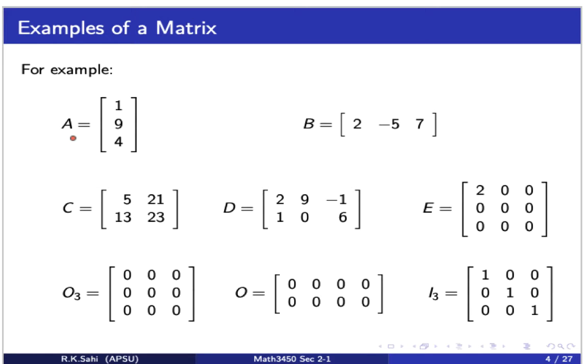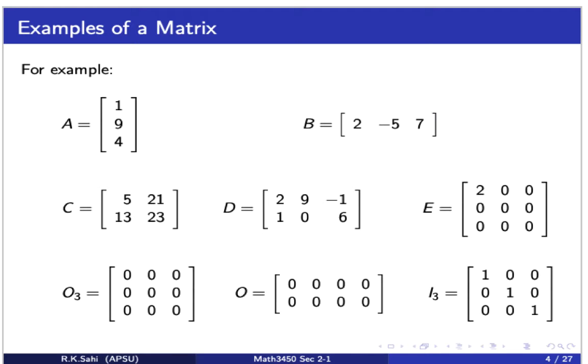Now, the first matrix is capital A. It has 3 rows and 1 column. Matrix B has 1 row but 3 columns. And the elements inside matrix B: the first element is a 2. The element in the first row, second column is -5, and the last column in the first row is 7. So as I said, position matters a lot.